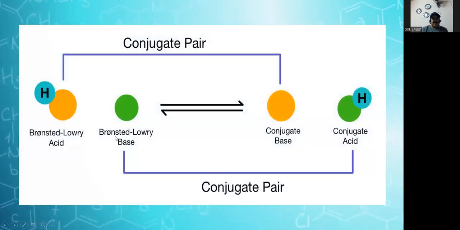When a Bronsted-Lowry acid reacts with a Bronsted-Lowry base, the acid produces a conjugate base, and the base produces a conjugate acid. So this is a conjugate pair. The acid will produce a base and the base will produce an acid.